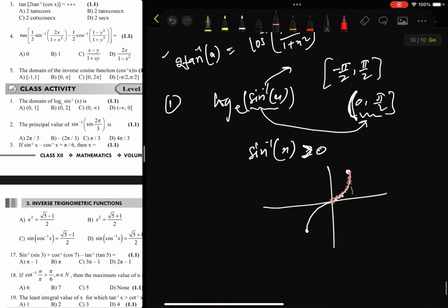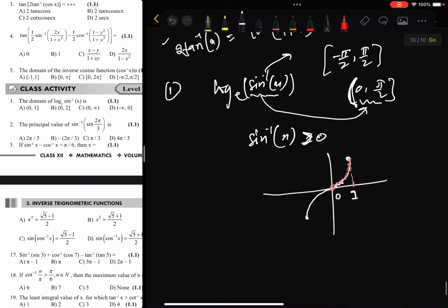So when you are getting this function from 0 to 1, definitely x will belong to 0 to 1, with 1 not included. Within this range, sine inverse x will lie between 0 and pi by 2, and from 0 to pi by 2 this log will be defined. So here you can see, yes, the first option is correct.